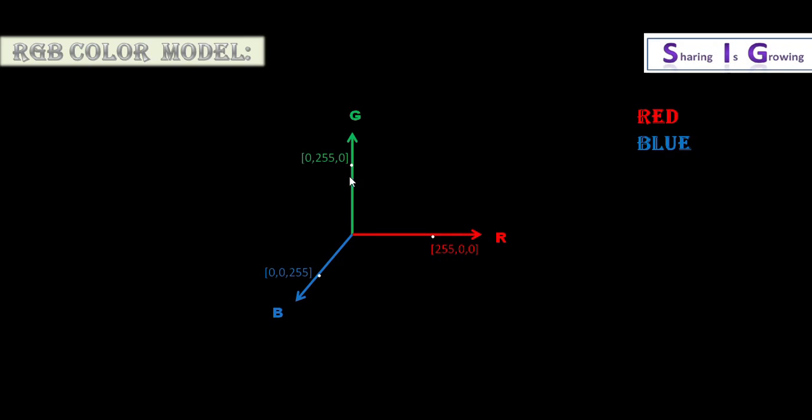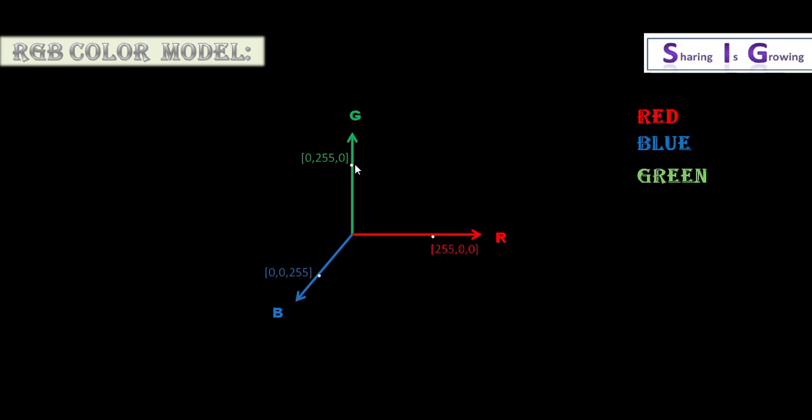this point represents the elimination of the x and z axes. That means we are not taking intensity values for the red and the blue. Here the first parameter represents the x-axis, which means red color, the last parameter represents the z-axis, which means blue color, and the middle parameter represents the green color. If I join these two lines, this is the green color.